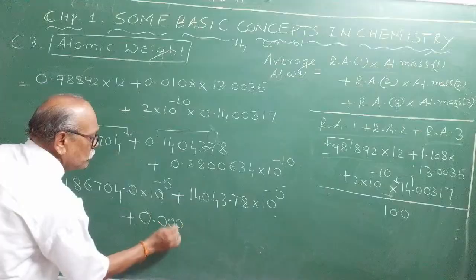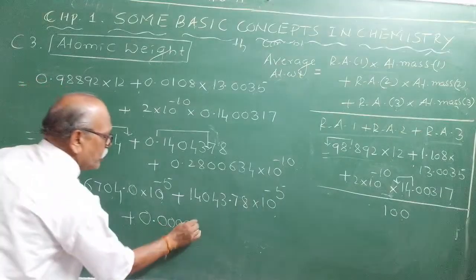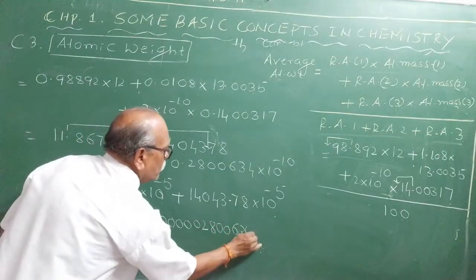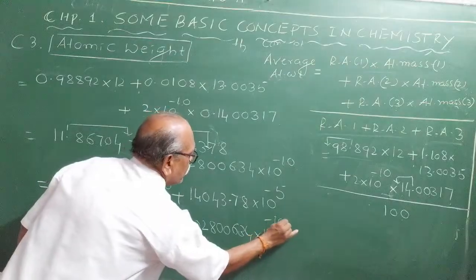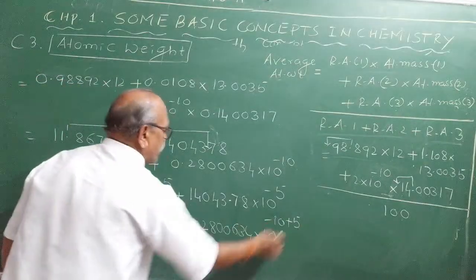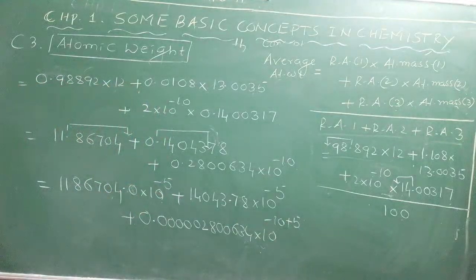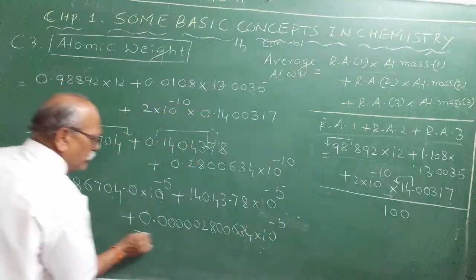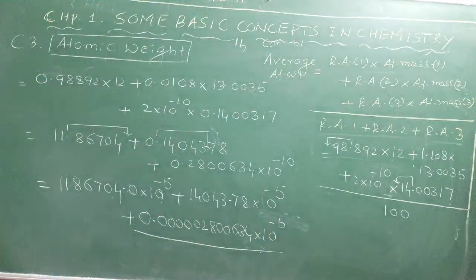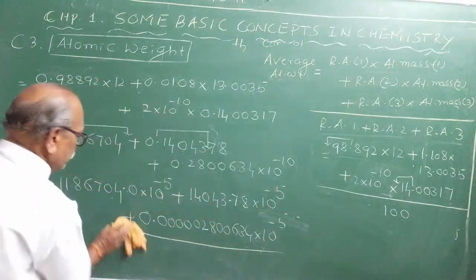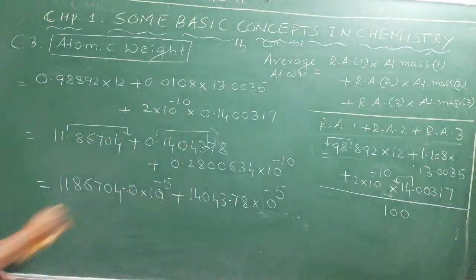0, 0, 0, 0, 4, 0, 5, 0, 2, 8, 0, 0, 6, 3, 4 into 10 raised to minus 10. Then you have to add. Left shift, you have to add. You will get 10 raised to minus 5. Now all of them become what? 10 raised to minus 5, because minus 10 plus 5 becomes minus 5. With 0 point, so many zeros you can neglect, and add only these two, because 0.000 will be almost 0. Therefore, we will neglect it and take only these two.